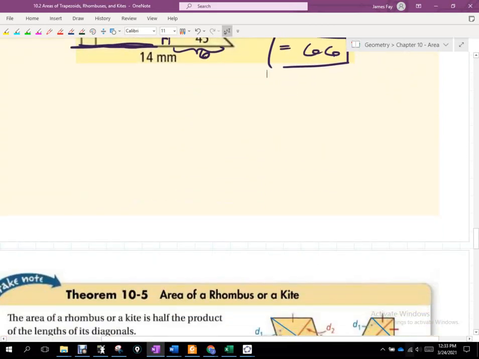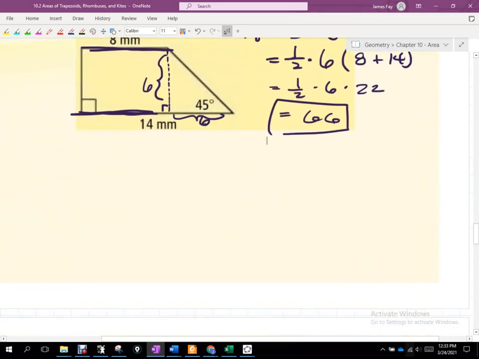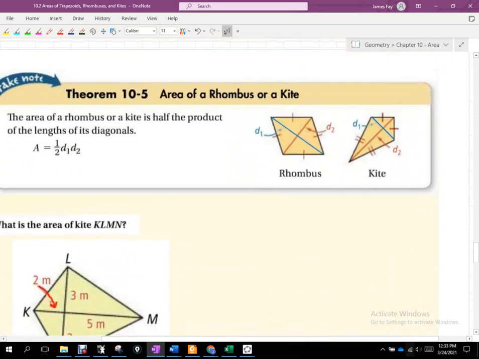All right, tomorrow we're going to talk about some of that stuff again. We'll answer any questions you might have, but then we'll get into talking about the formulas for kites and rhombi.